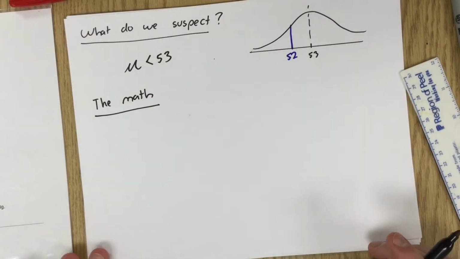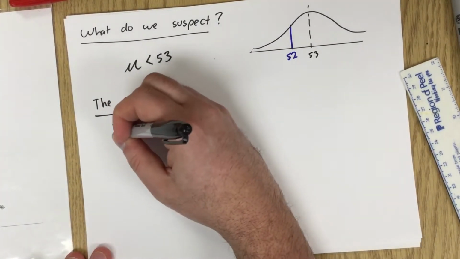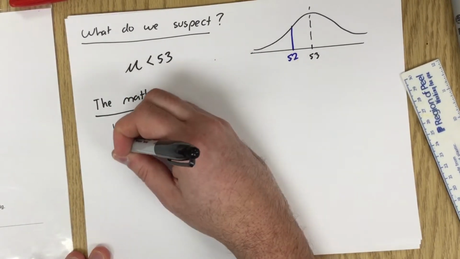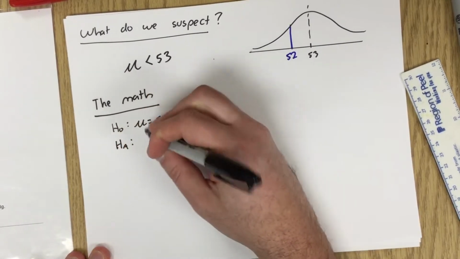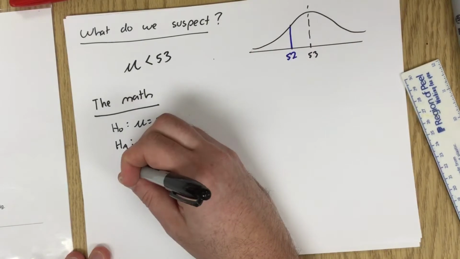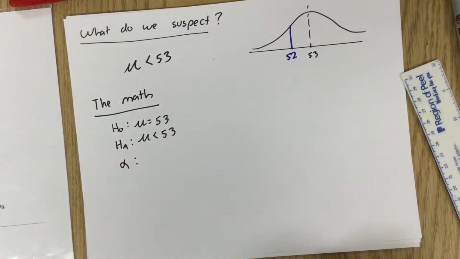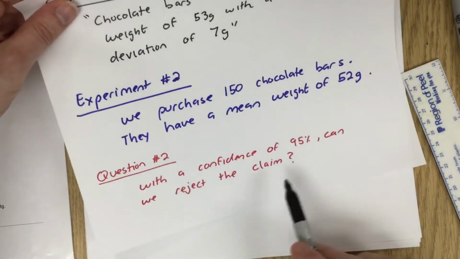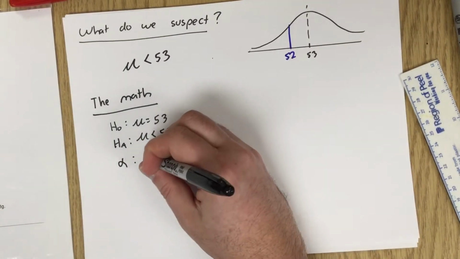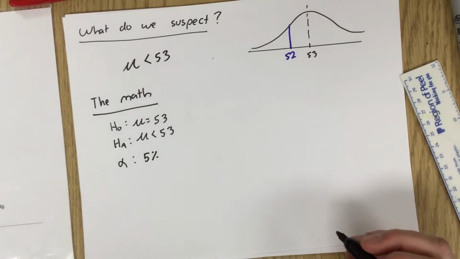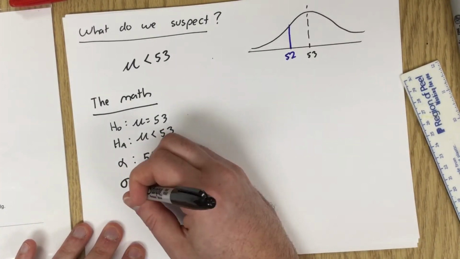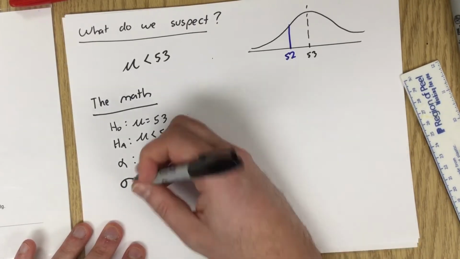What we know is that originally the claim was that the mean was 53. We suspect instead that the mean is less than 53. We want to be 95% confident, so that means our alpha is going to be 5%. Now, we took the average of 150 chocolate bars.